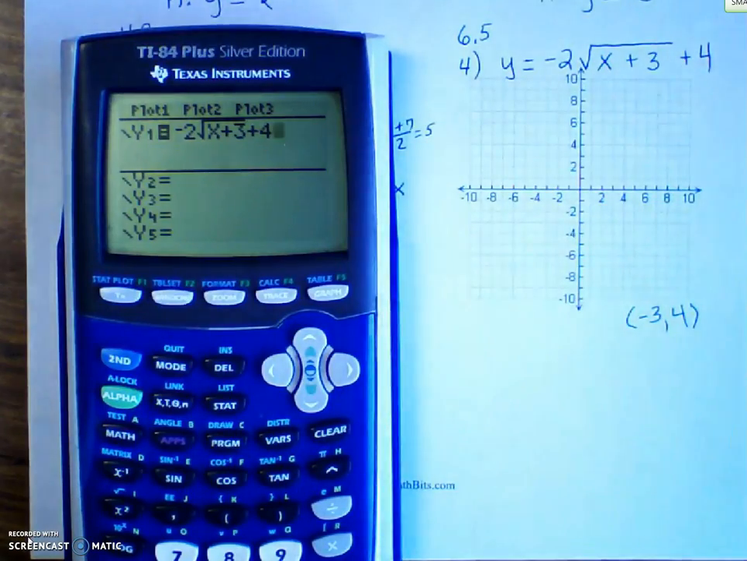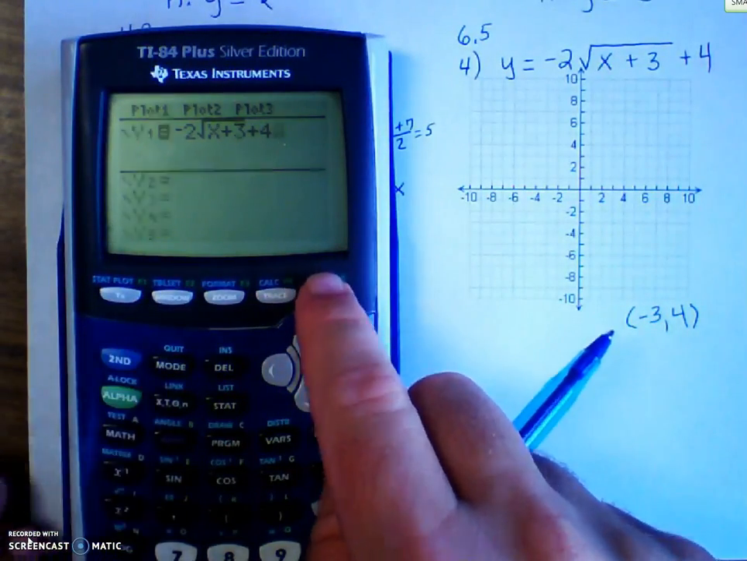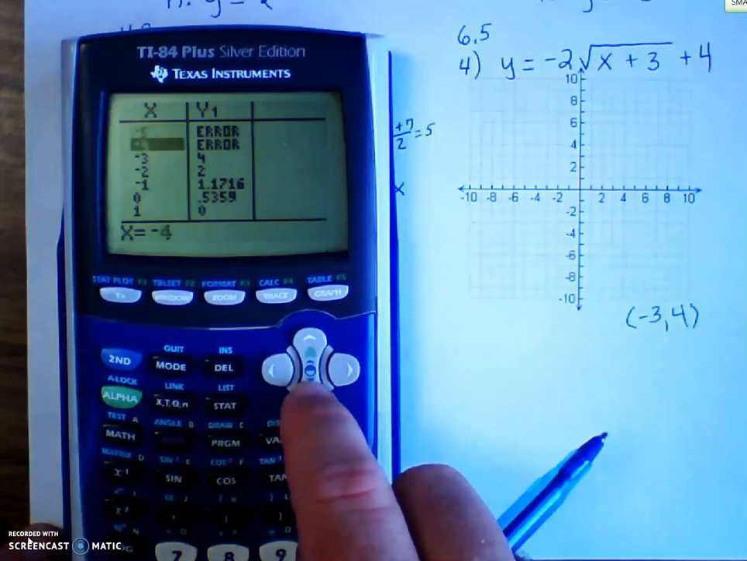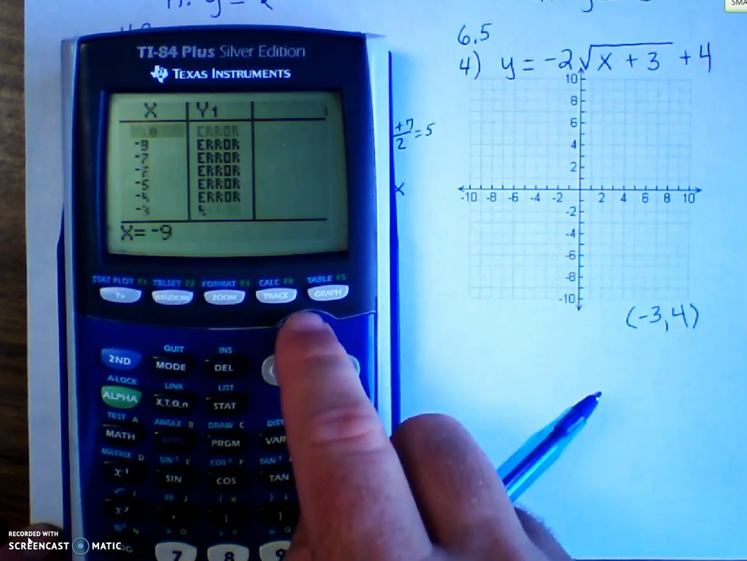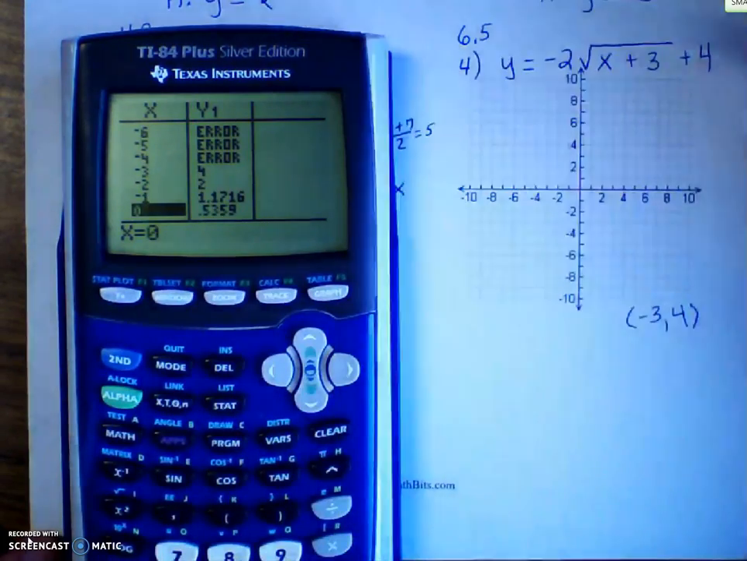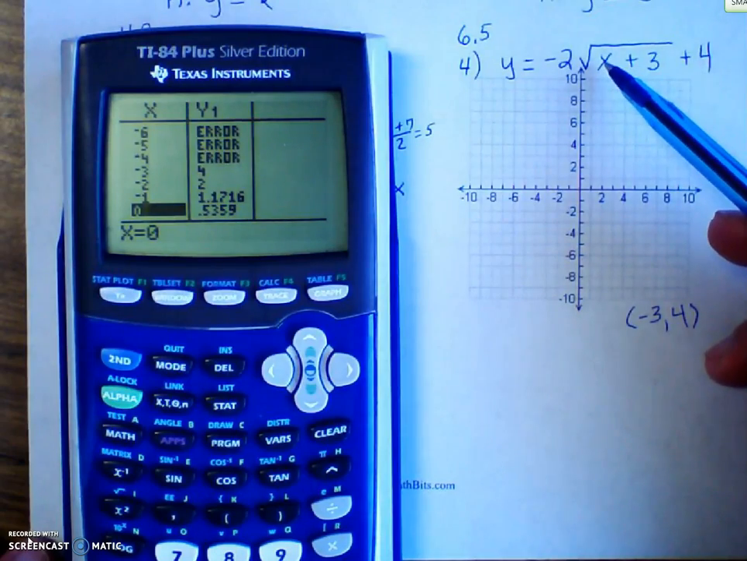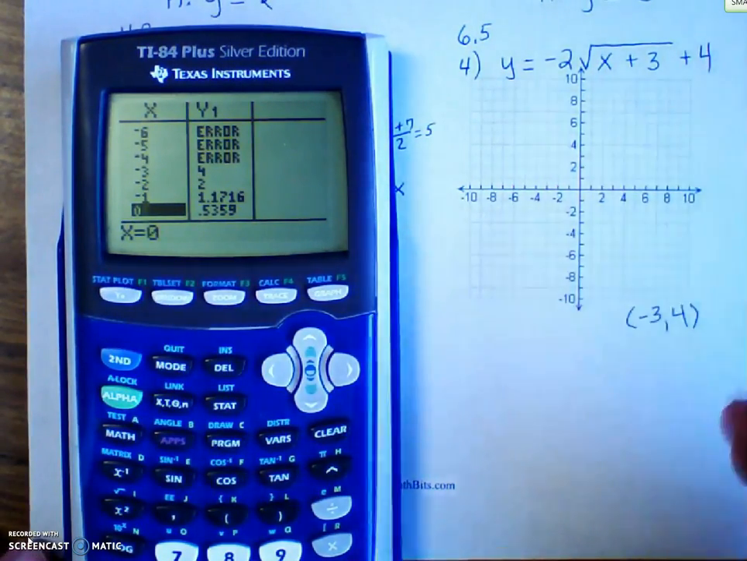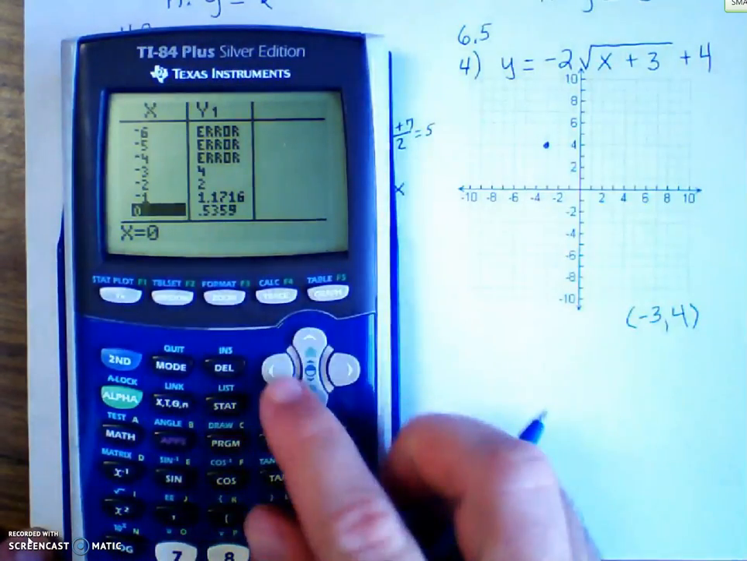You don't have to label that on the test or anything, but when you go to your table of values, you'll see that that will help you plot some points, because -3, 4 is the first point before all of the error signs that pop up. And the reason why there are errors is because you can't have negatives underneath the square root. So if you have like -4 for x, -4 plus 3 is negative, you can't take the square root of a negative. So we start at -3, 4, which is right here. And then we just plot as many points as we can.